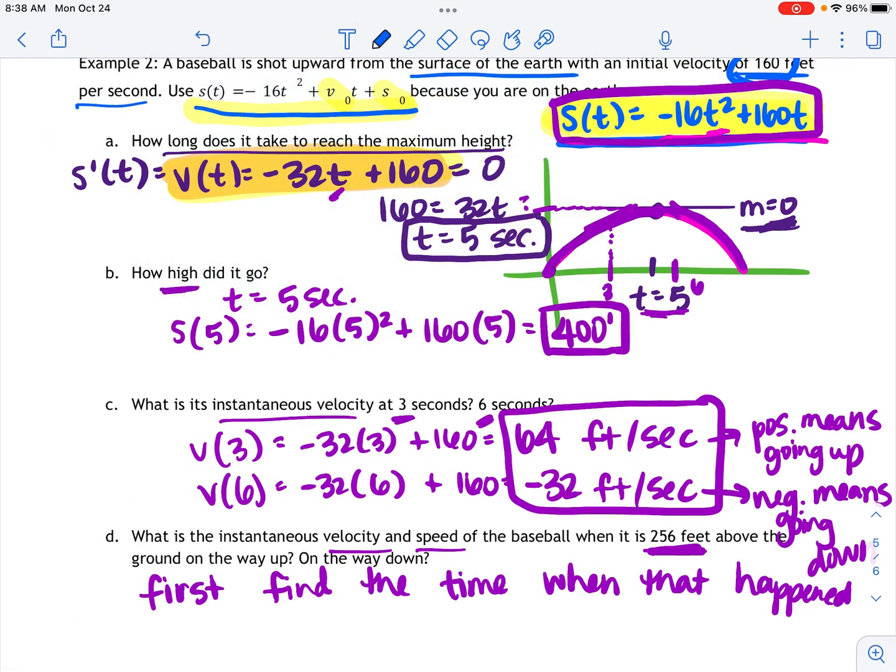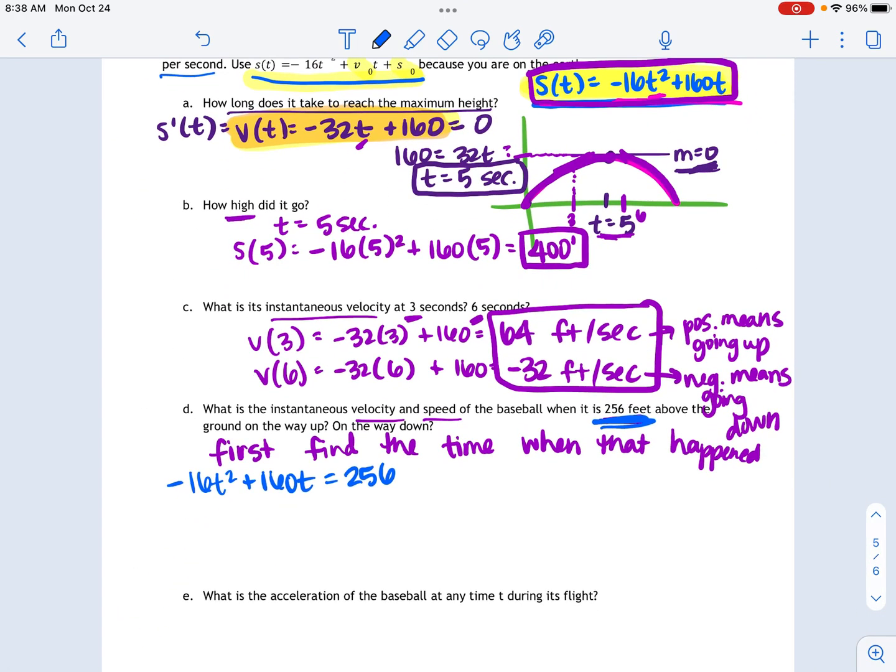I'm going to have to take my position equation, negative 16t squared plus 160t, and I don't have the time that happened, but I do have the height I'm looking for, and I'm looking for when it was 256 feet above the ground, so I'm going to set my position equation equal to 256 feet, because I'm wondering what is t, or what is the time that happened. So go ahead and solve that.